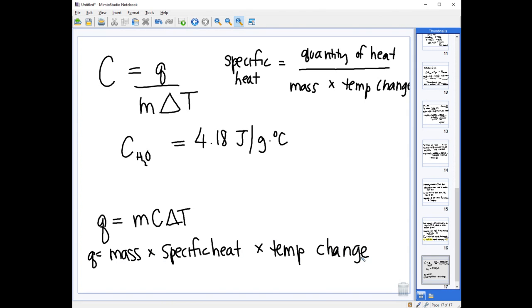Okay. So MCAT. All right. So if we are given the mass of a substance and we are given its initial temperature and its final temperature, the amount of temperature change it has, we know our specific heat is a constant. We can look that up. Then we can calculate how much heat is going to be transferred.